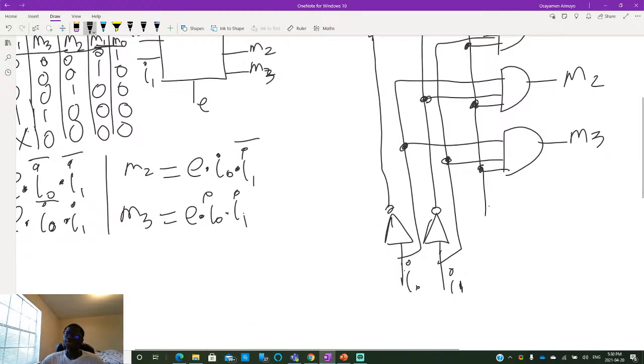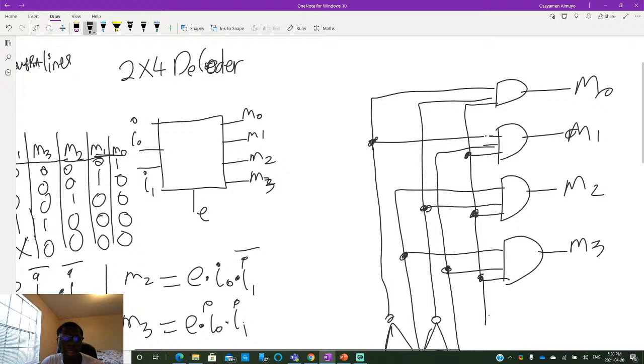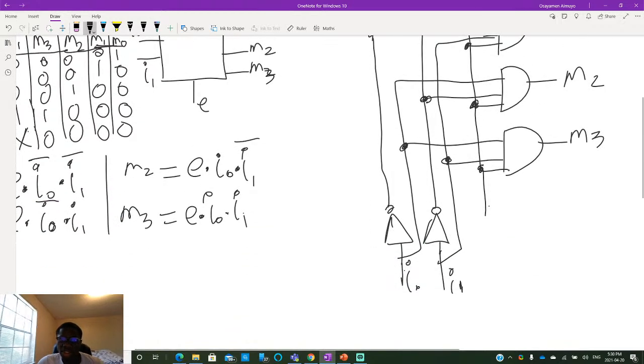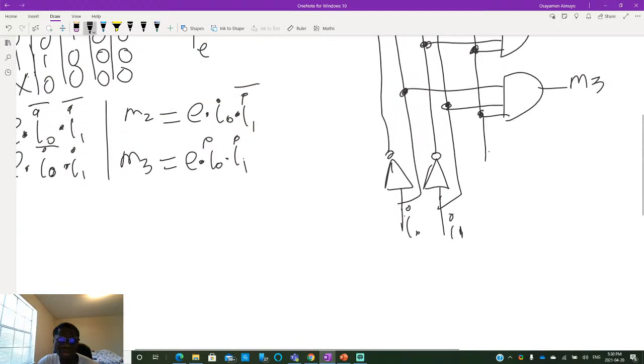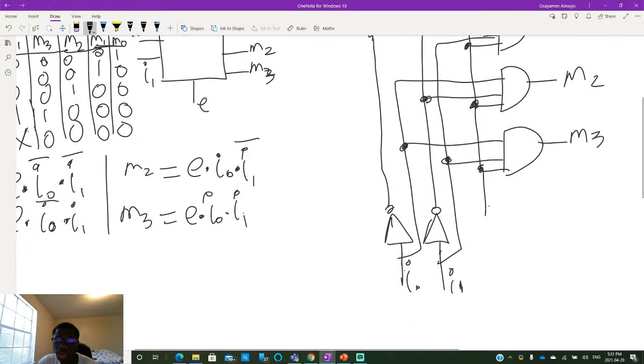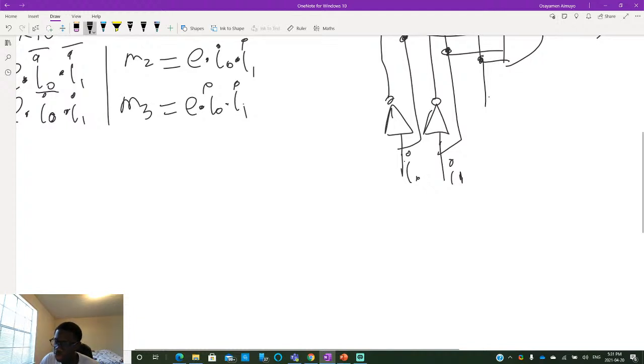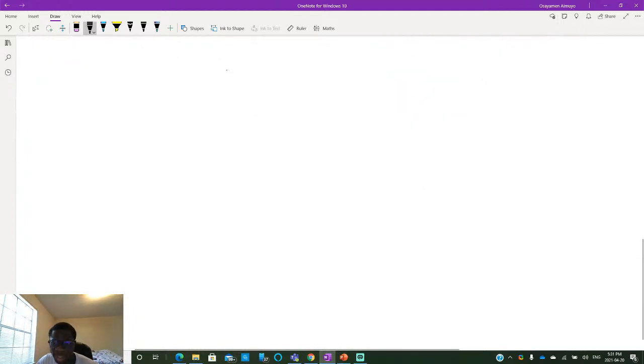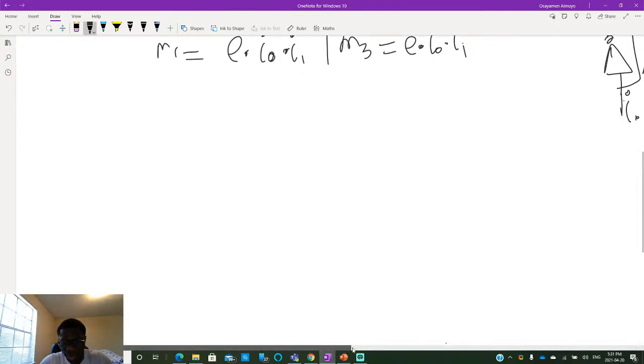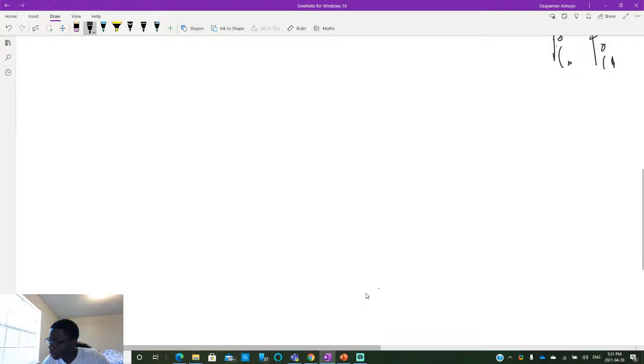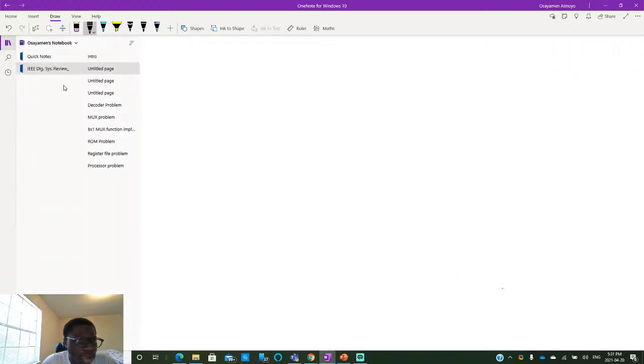So this is the gate level schematic of a 2 by 4 decoder. And decoders are actually very relevant components regarding circuit design. We can use them to implement logical functions as well. So basically, if you have a function, let's say a random one, let's see if I have a specific example here. In fact, I think I have the problems laid out already.